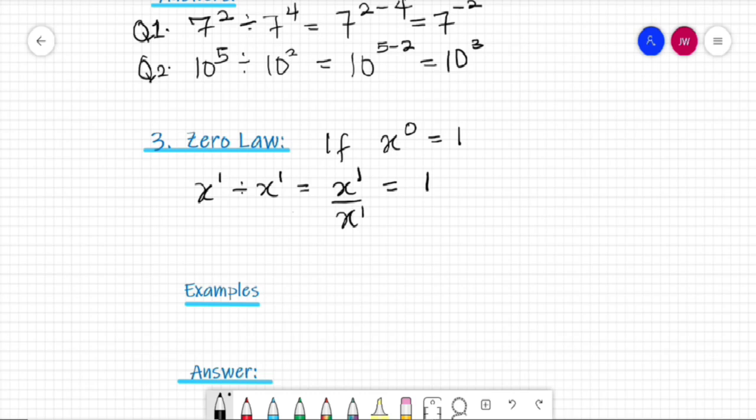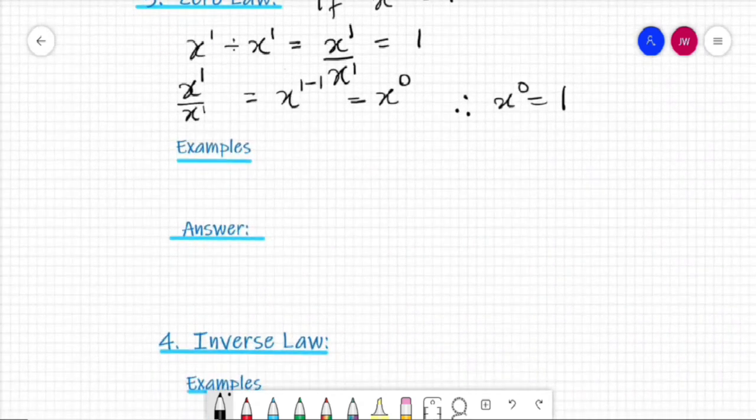This can also be further simplified to this: x raised to the power of 1 over x raised to the power of 1 is equal to x raised to the power of 1 minus 1, and this is equal to x raised to the power of 0. So this implies that x raised to the power of 0 is equal to 1.